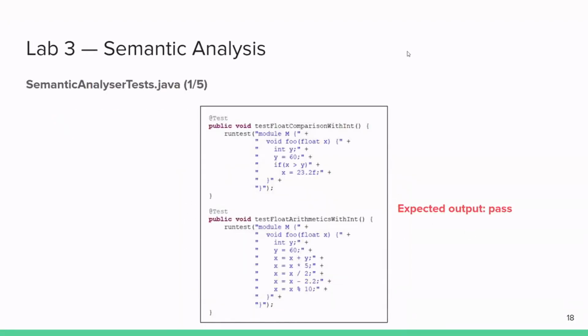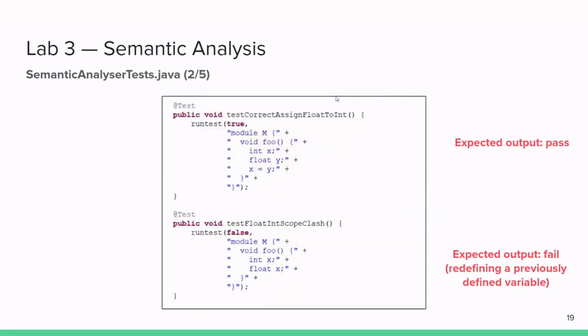So in Lab 3, here are some tests to check for the scope and the type. So these are some tests that should pass as there are no scope or type violations. For this first test, since there are no scope or type mismatches, the test should pass. However, for the second test, we can see that a previously defined variable is redefined again with a different type, and hence this test should fail.